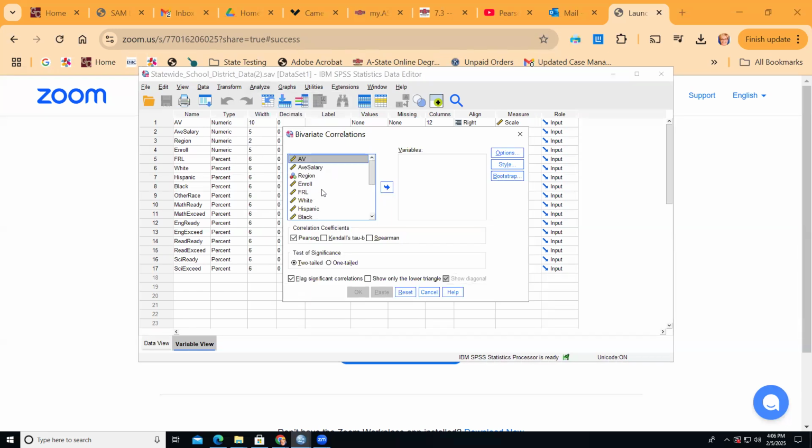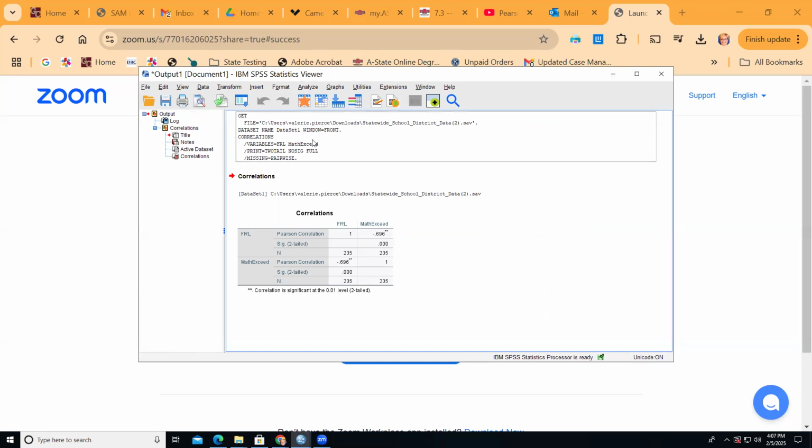And we would then move the two variables over. And the one is going to be FRL, which stands for free and reduced lunch. And the second variable would be math exceed, which is exceeding in math. We would click the Pearson, and we would click OK.